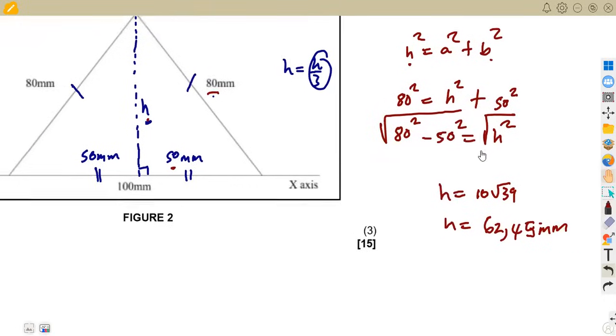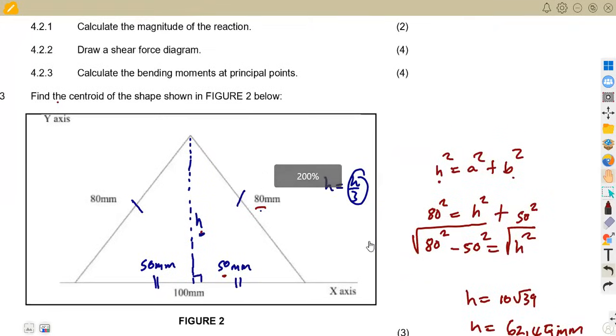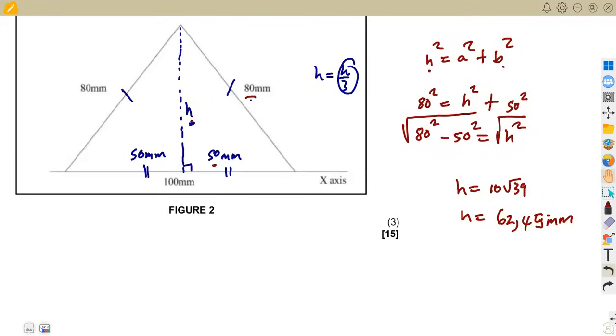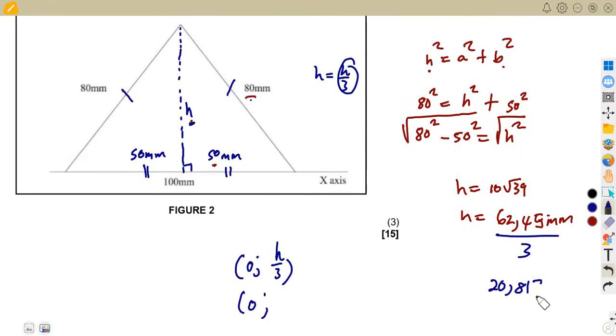So knowing the centroid, if you are just given a single shape like that, we're going to have the x value at 0 and the y value as h over 3. So that's 0 here, and h, which is the height, we divide this by 3. We are going to obtain 20.817. All right, so that was our centroid.